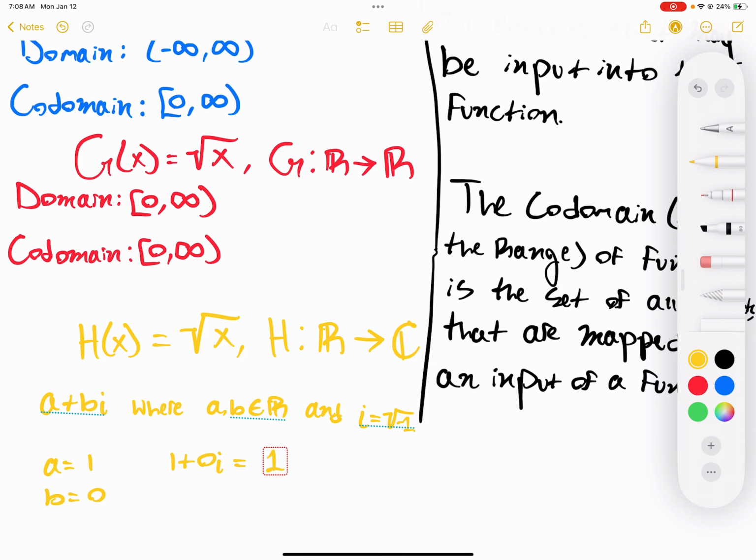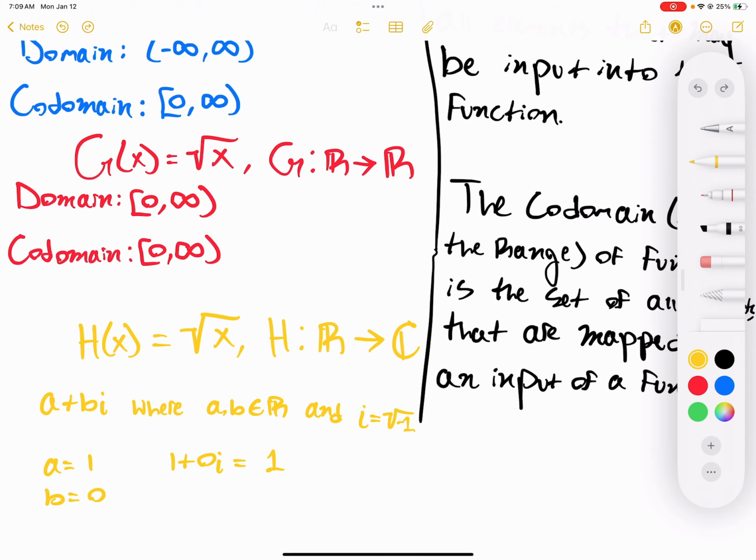So when you have a number in the complex number system, it often will have both a real component and an imaginary component. But even if it doesn't have an imaginary component, it's still considered a part of the complex number system. The complex number system includes all of the real numbers plus imaginary numbers.